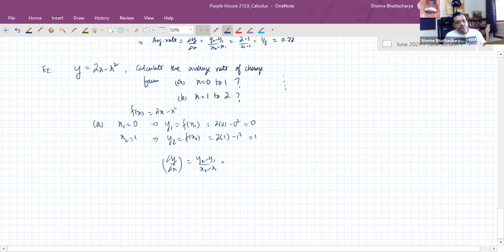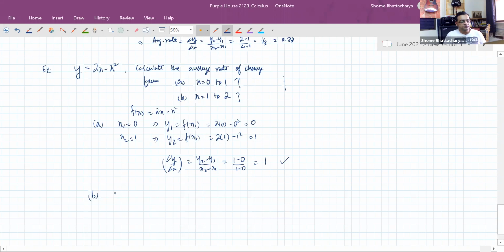So now my delta y by delta x for this interval is just substitution and nothing else. So 1 minus 0 upon 1 minus 0, which is 1. So that is the average rate of change between 0 and 1 for this given function 2x minus x square. Now we have to just repeat this exercise for the second part.